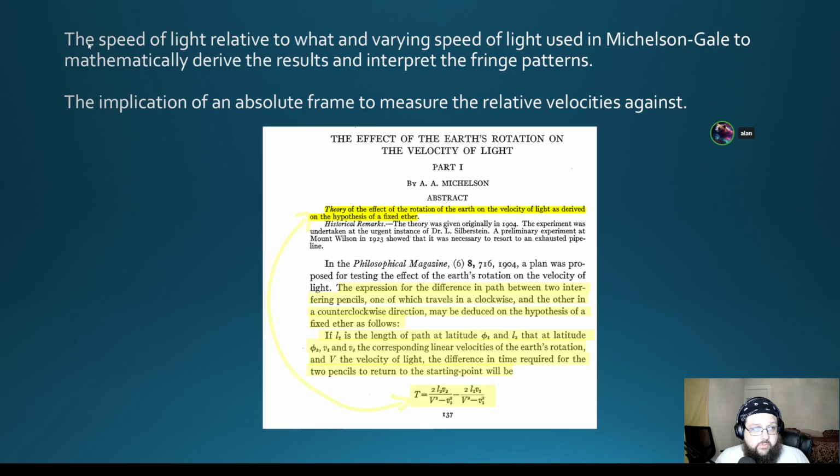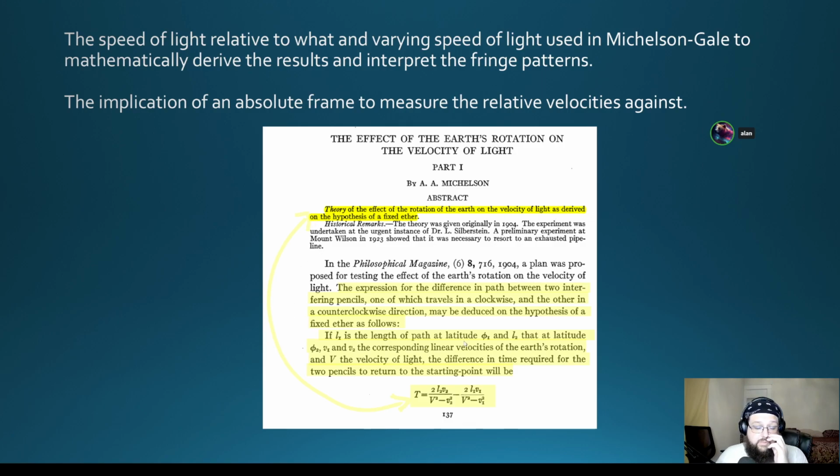And we'll go to the speed of light relative to what, and the varying speed of light used in the Michelson scale to mathematically derive the results to interpret the fringe shift pattern, the implication of an absolute reference frame to measure the relative velocities here. And then from the Michelson-Gale paper, the theory of the effect of the rotation of Earth on the velocity of light is derived from a fixed ether hypothesis.